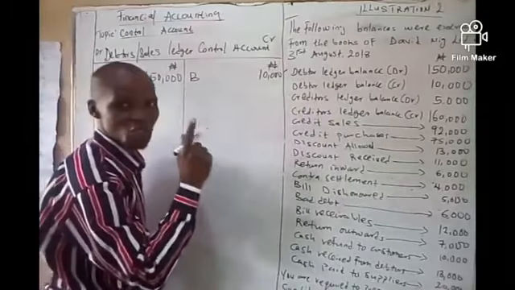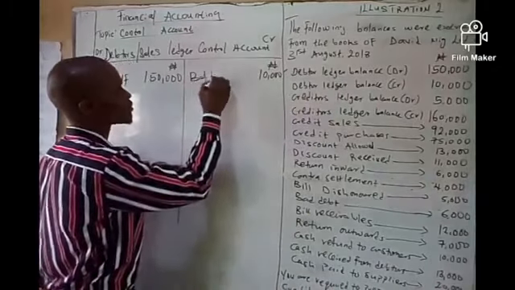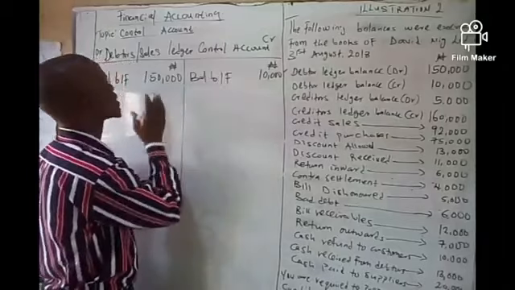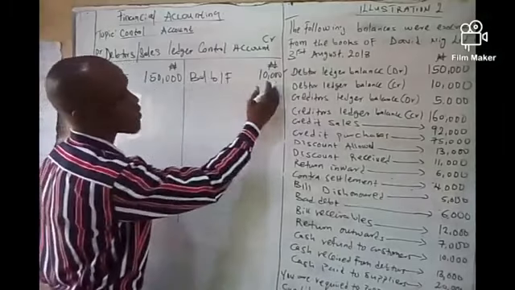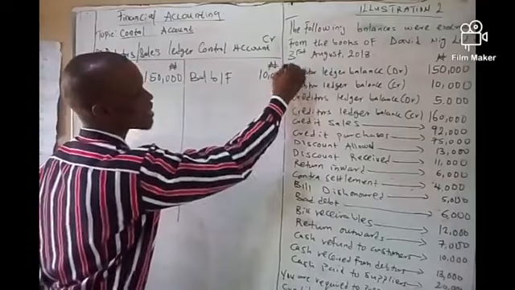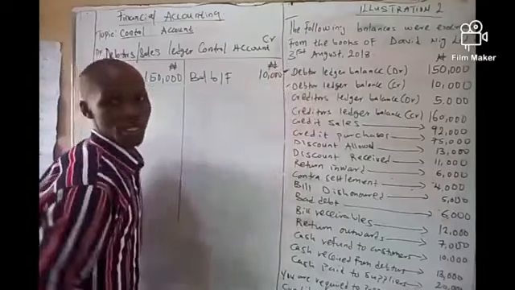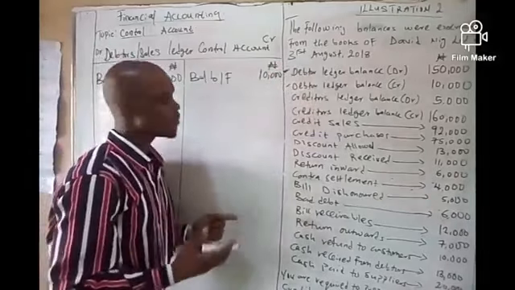Remember, your opening balance is always balance brought forward. Balance brought forward: on the debit side we have 150, on the credit side we have 10. So we have treated the first and the second transaction. Now we move to the next one.